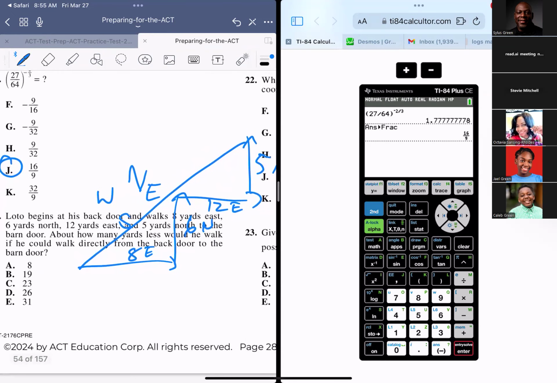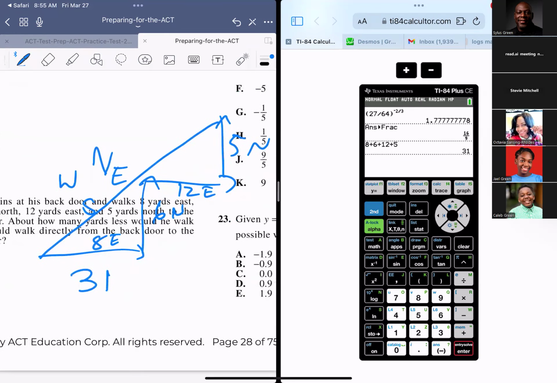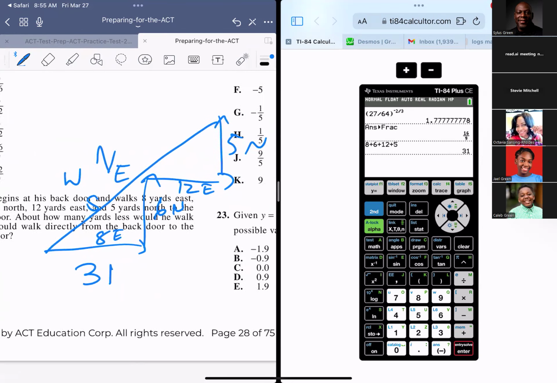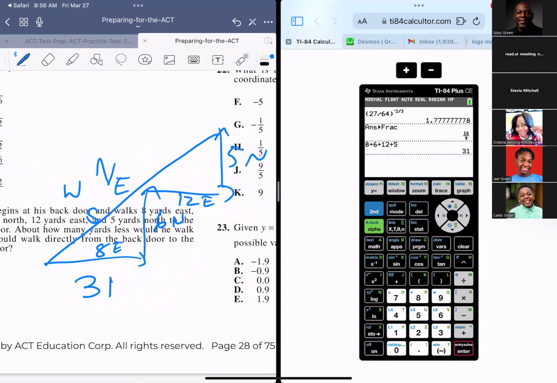So first we're just going to add all of these up. So 8 plus 6 plus 12 plus 5. That's how many yards he actually walked. 31. Okay. How many yards less would he walk if he walked directly? Basically it's asking you to do the Pythagorean theorem.